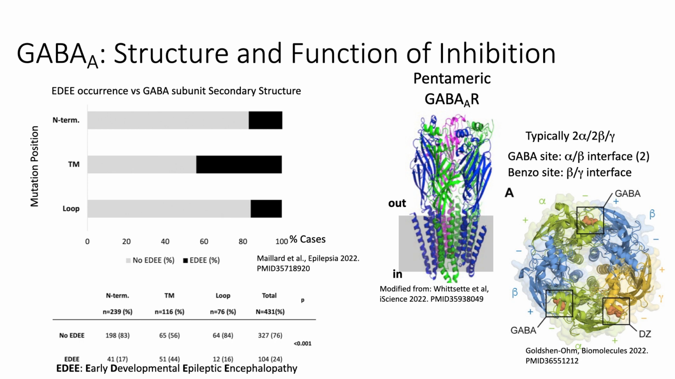It's already been pointed out that the GABA-A receptor is a pentameric receptor, typically of 2 alpha, 2 beta, and a gamma. You can see here how there are actually 2 GABA sites, as well as another separate allosteric site where benzodiazepines typically bind. I think I'm preaching to the choir here, so I'll move on from that.